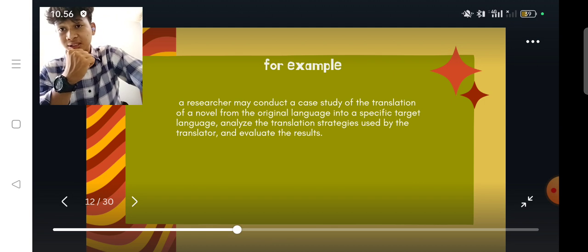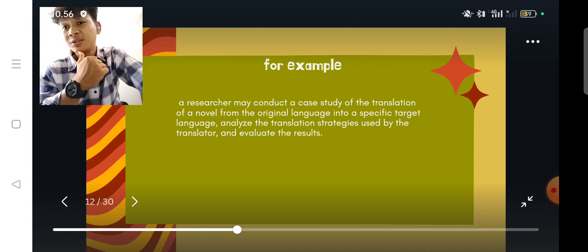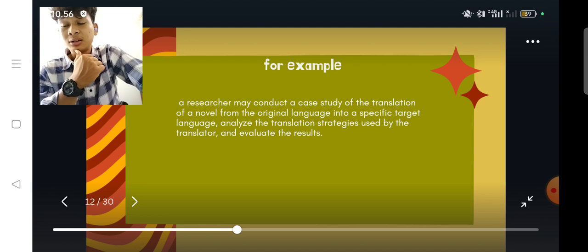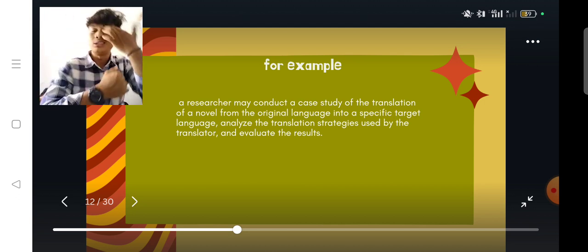For example, a researcher might undertake a case study of the translation of a novel from the original language into a specific target language, and analyze the translation strategies used by the translator and evaluate them.